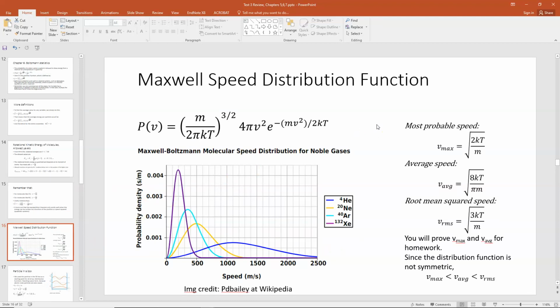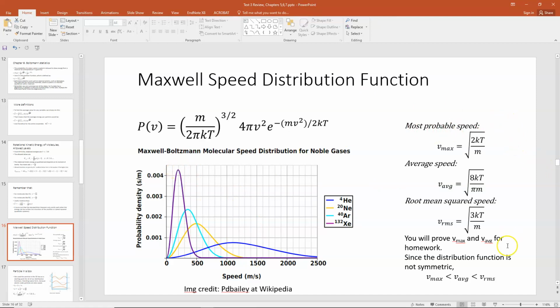We derived the Maxwell speed distribution in Chapter 6, and that's shown here. The probability of a particle having a given speed can be found by (m over 2 pi kT) to the 3/2 times 4 pi v squared times e to the minus m v squared over 2 kT, and that will give you the distribution functions that you see here. In this plot are the probability densities plotted out for different molecules, helium, neon, argon, and so on and so forth. And you can see that lighter molecules will go faster at the same temperature than heavier molecules. From this distribution function, you can see that it's not symmetric.